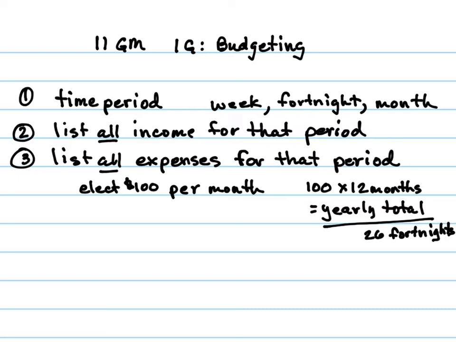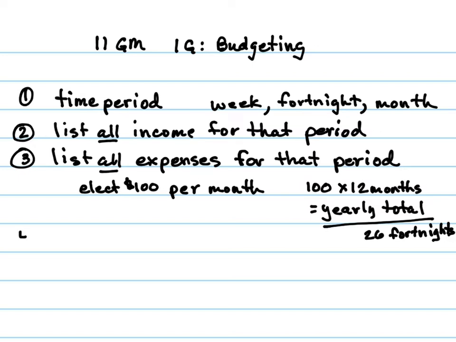Or if, say, for example, you knew that in 1 year you had to pay life insurance of $1,200, you could divide that $1,200 by 12 to find out the monthly, or by 26 to find out the fortnightly, etc. So some things are going to have to be broken down into smaller pieces so that you can then see how much each particular expense is going to give you during your preferred period for budgeting.